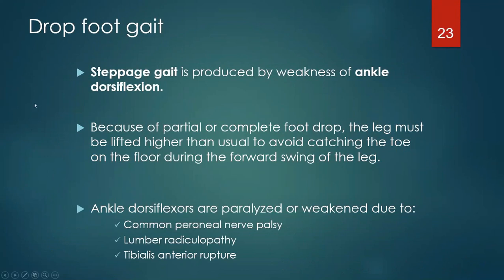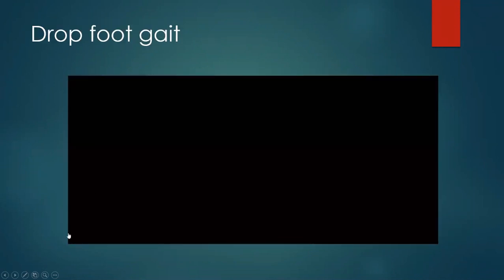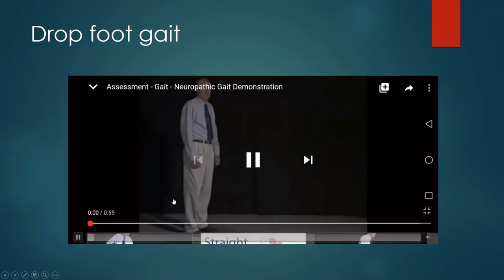Now we will go for a high steppage gait or the drop foot gait. When there is a common peroneal nerve injury, lumbar radiculopathy, tibialis anterior rupture, or anterior tendon rupture, the patient cannot really clear the foot when he does the dorsiflexion. There's no dorsiflexion of the foot, so he has weak dorsiflexion. Because of partial or complete foot drop, the leg must be lifted higher than usual to avoid catching the toe on the floor during the forward swing of the leg. And here is this video.